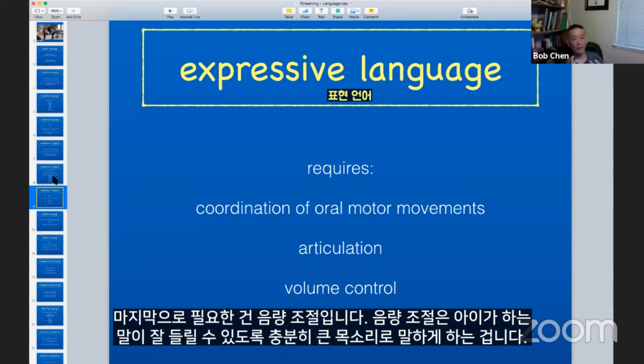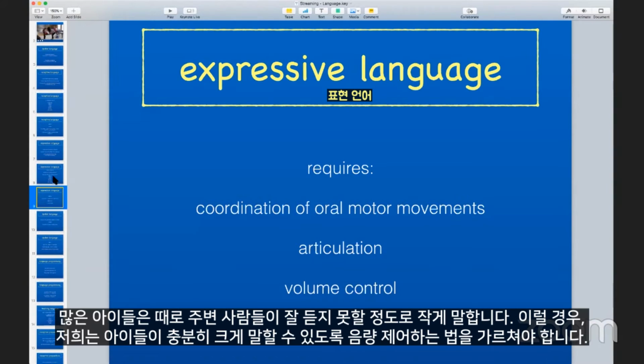The last part of it is volume control. Volume control is just about making sure that the child speaks at a loud enough voice in order to be heard. A lot of our kids sometimes speak too low for most people to be able to hear them, and so we have to actually teach them to control their volume so that they can say it loud enough so that somebody else can hear what they're saying.